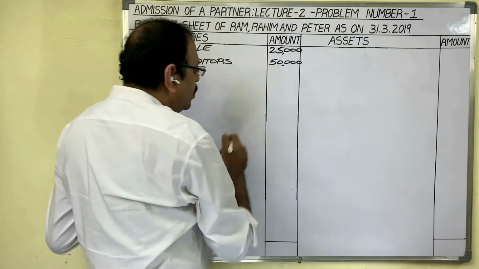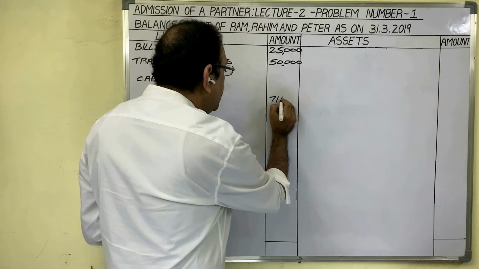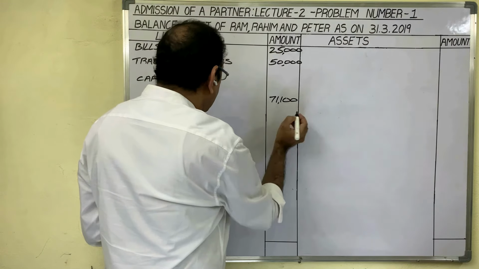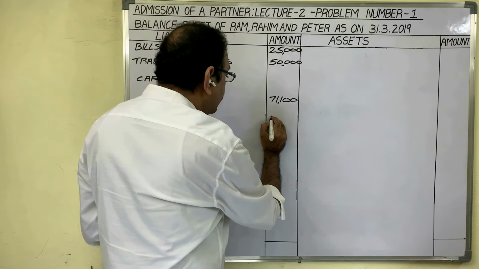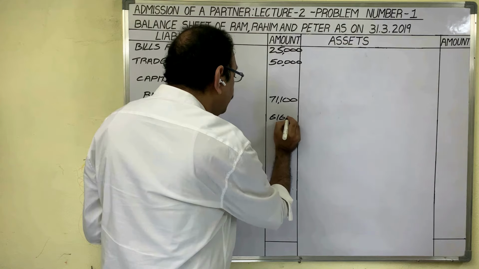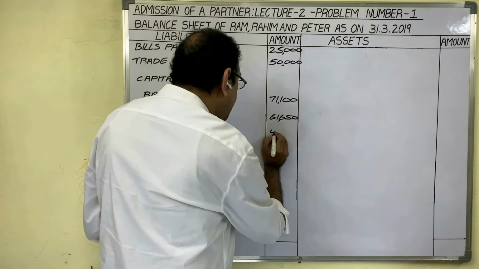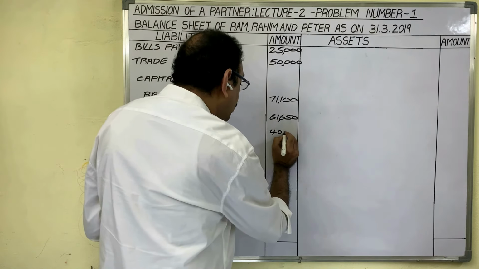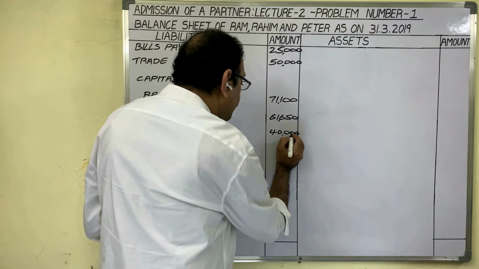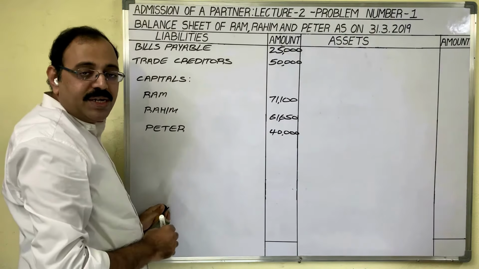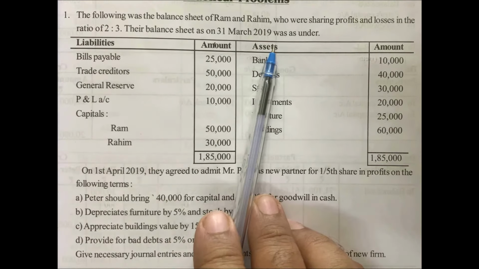I am directly showing the amounts in the outer column. Ram capital, 71,100 rupees. Rahim capital, 61,650 rupees. Peter capital, 40,000 rupees. Liability side completed. Now come to the asset side.